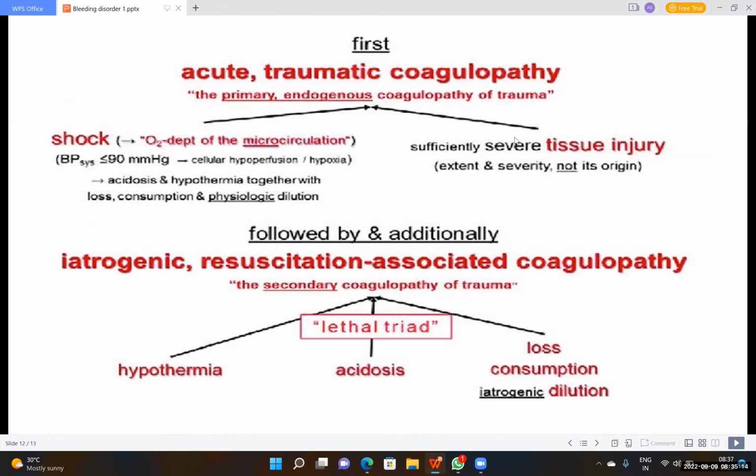First, there is acute traumatic coagulopathy. The primary endogenous coagulopathy involves shock, and if there is iatrogenic resuscitation associated, it will present as the lethal triad of hypothermia, acidosis, and the loss of iatrogenic dilution.